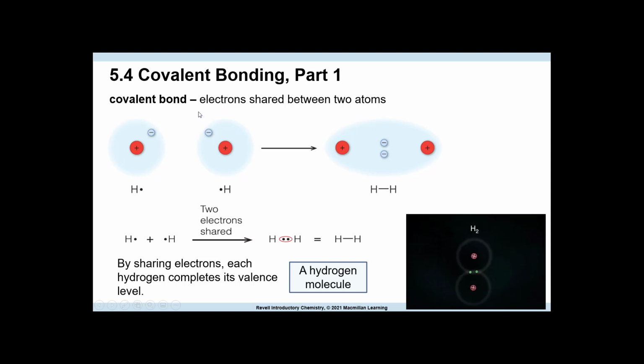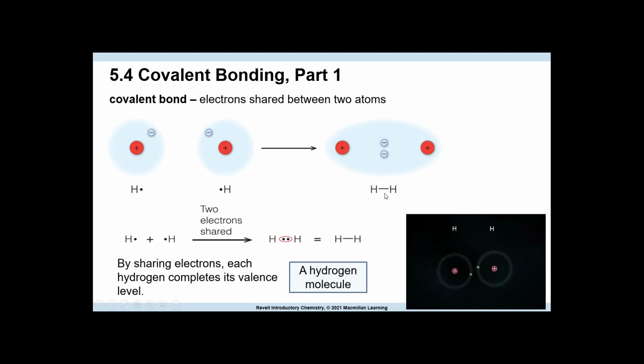To form a covalent bond, two electrons pair up in the space between the nuclei. The force of attraction between the nuclei and the two electrons holds the atoms together. We represent these shared electrons by drawing a dash between the chemical symbols for hydrogen. So when you see a dash between the two chemical symbols, that represents two electrons.